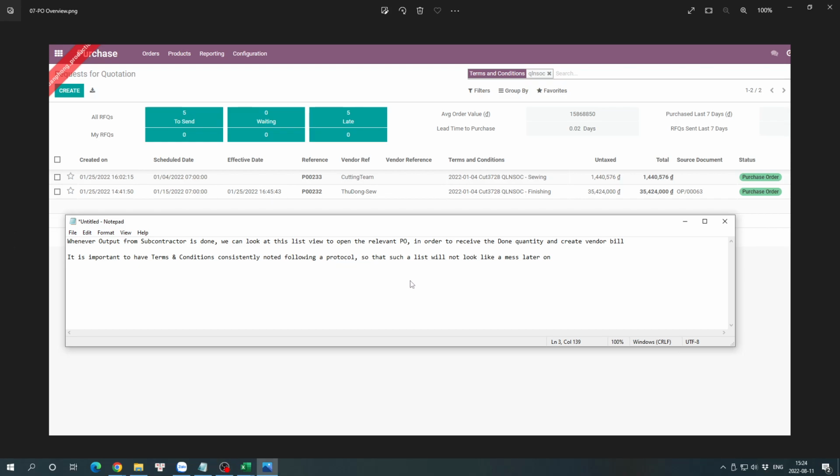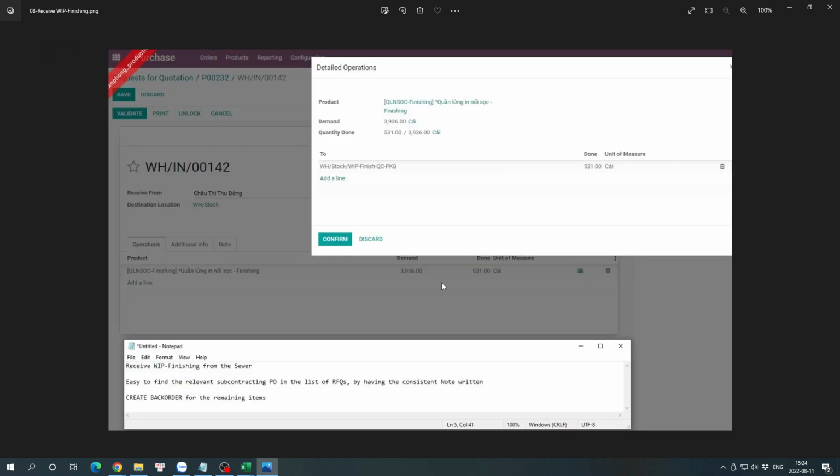We were just talking about resupplying the sewer. Now it's time to keep track of what the sewer has done and has provided us with as output. And this is the overview of purchase orders. First one, the cutting team is all done. We purchased and they delivered the whole quantity. But this guy, they would deliver quantities to us piecemeal. And again, terms and conditions, that's where you put the notes so that you can quickly see things the way you want. It's very important to have the notes in our own way. Next.